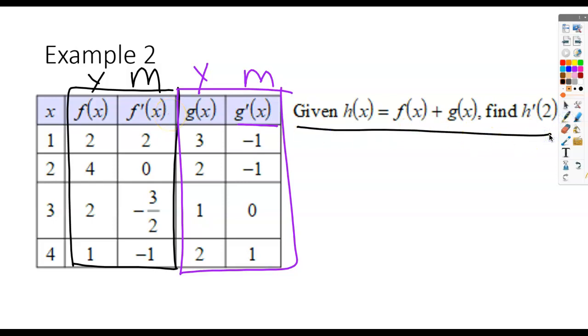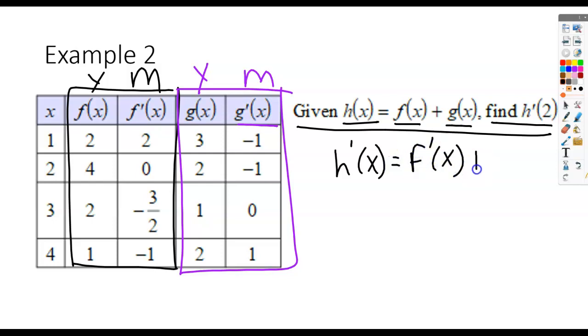The question gives us a new function. It says, let h be f of x plus g of x. They want us to find h prime of 2. Well, first of all, let's find h prime. Using our sum and difference rule, the derivative of h will be the derivative of f plus the derivative of g, right? To find the derivative of an addition function, all you do is take the derivative of each piece separately. So h prime is f prime plus g prime.